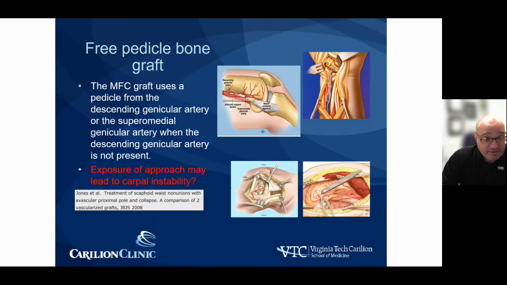But the free graft itself uses the medial femoral condyle graft as the workhorse, and it's based on the descending genicular artery, or the superomedial genicular artery can be used when the descending genicular artery is not present. This has been shown by Higgins and his group, as well as others, that their time to union was about 13 weeks. Even in these complicated revision cases, they were able to get good union.